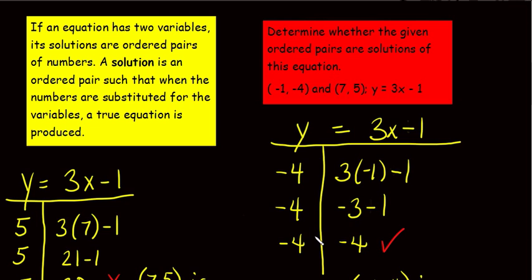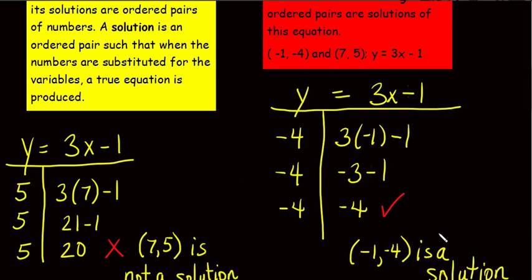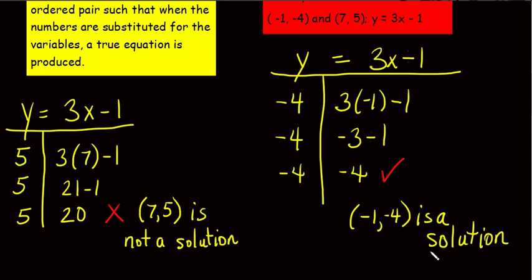So I wrote it like this to help us see if this is going to work. -4, that's our y, equals 3 times -1, that's our x, minus 1. And when I worked all that out, I got -4 does equal -4. So (-1, -4) is a solution for this equation.